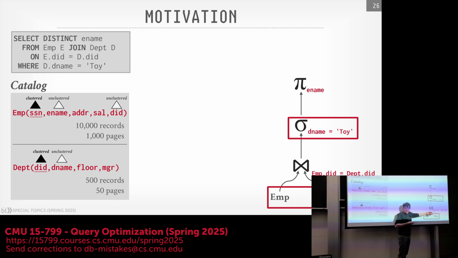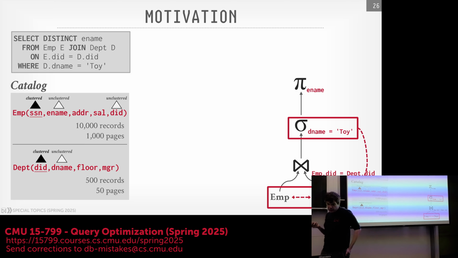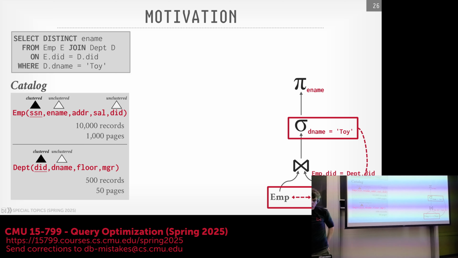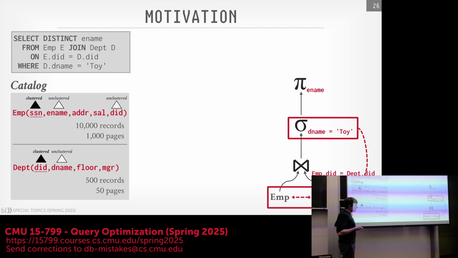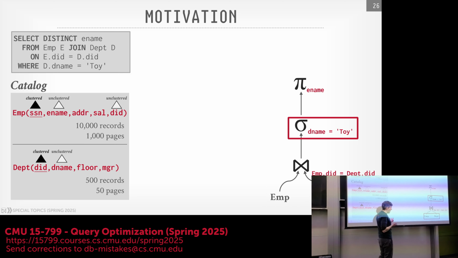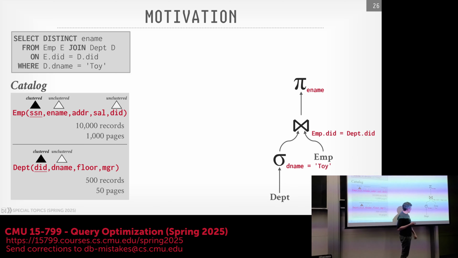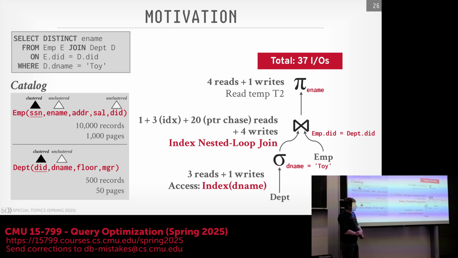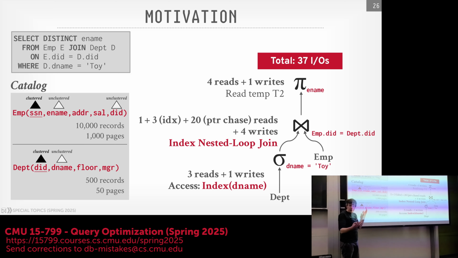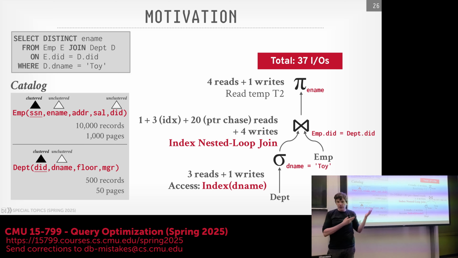But if we push the filter down below the join, it now reduces the number of join tuples we have to consider. The join's always going to be the most expensive thing. So if we just swap the order of this, move that down, and then run our query plan, now we're getting it to about 37 IOs. So we went from 2 million in the naive case down to 37.